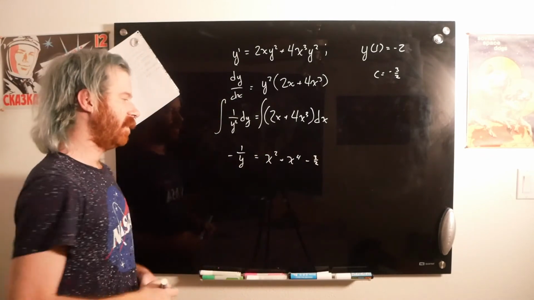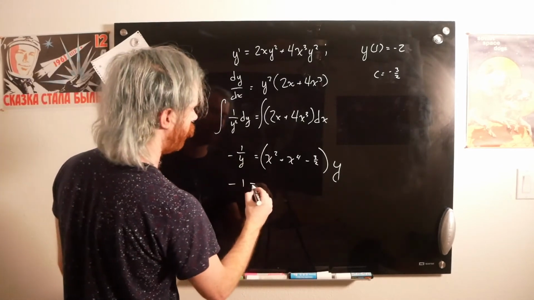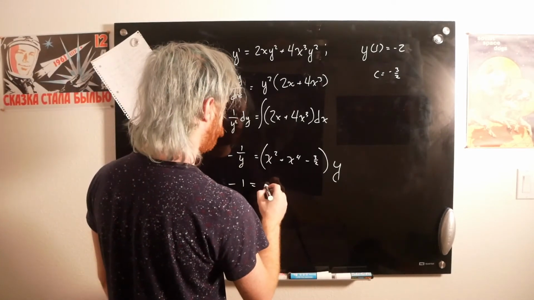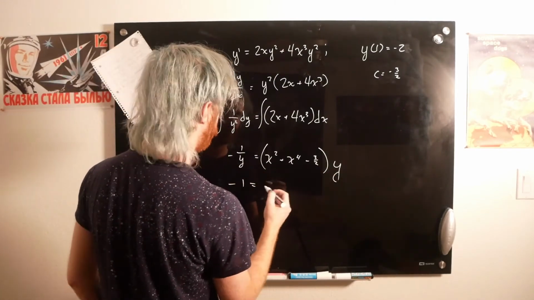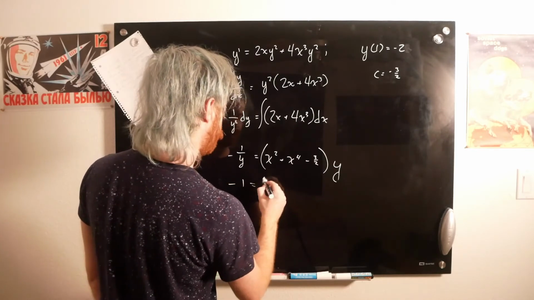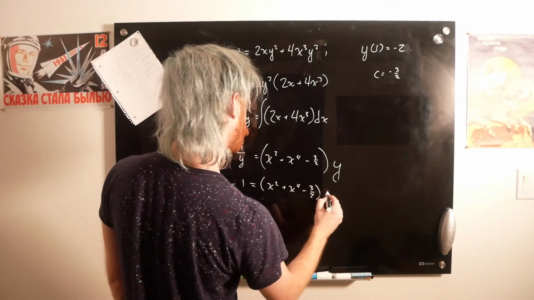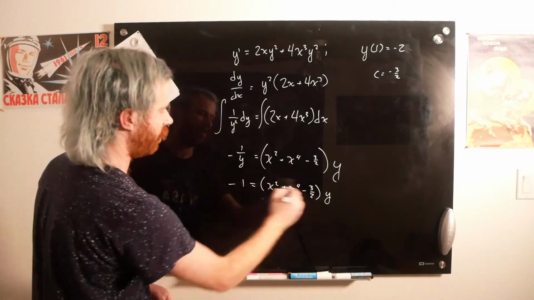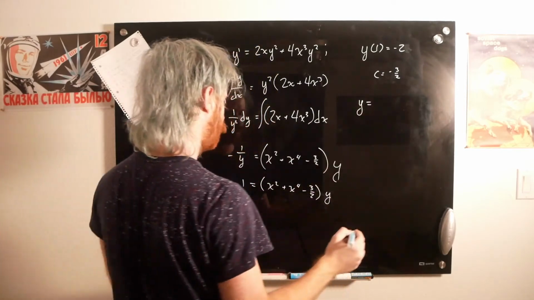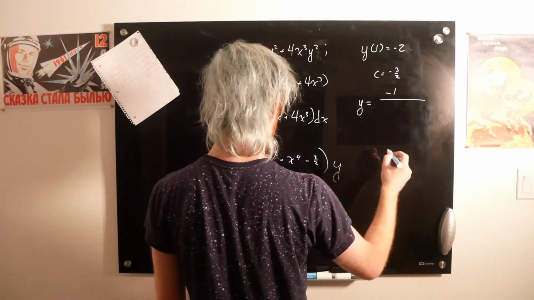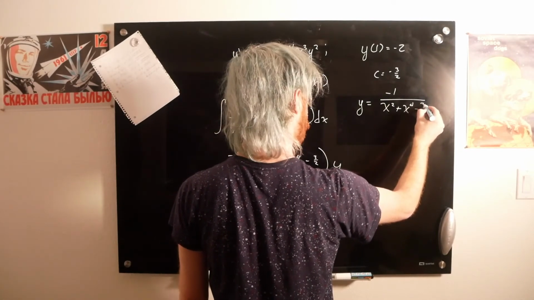So now we're going to multiply everything by y, and that's going to give us negative 1 equals this basically, and then we're going to divide everything by this. So here, I'll go ahead and write it out. And then we divide by this. So what we wind up with is y equals negative 1 over x squared plus x to the 4th minus 3 over 2.